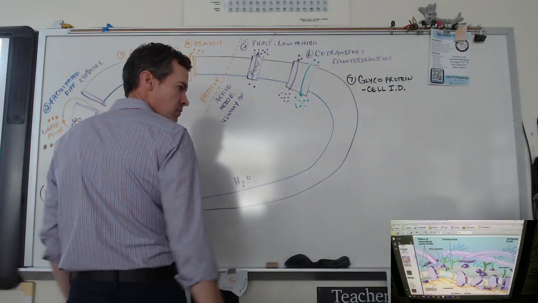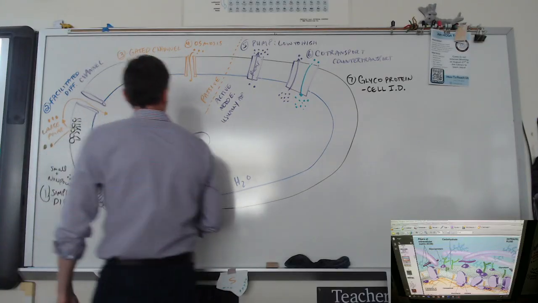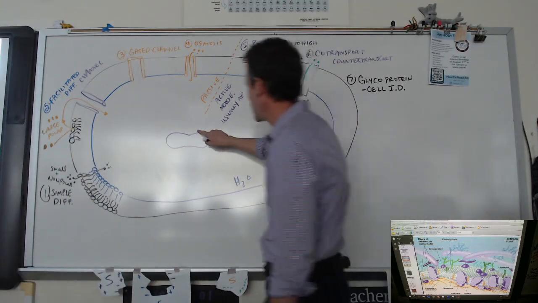Do I have a red? Okay, I guess I don't. So red blood cells are shaped kind of like that. They're sort of concave in the middle.